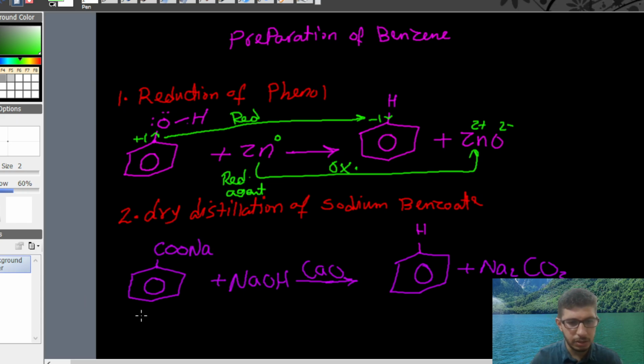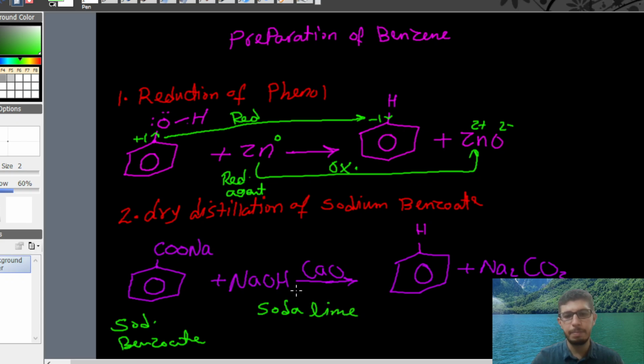Here we have sodium benzoate plus sodium hydroxide and calcium oxide. This mixture is called soda lime. So when you add a mixture of soda lime to a sodium or potassium salt of carboxylic acid, just like benzoic acid.